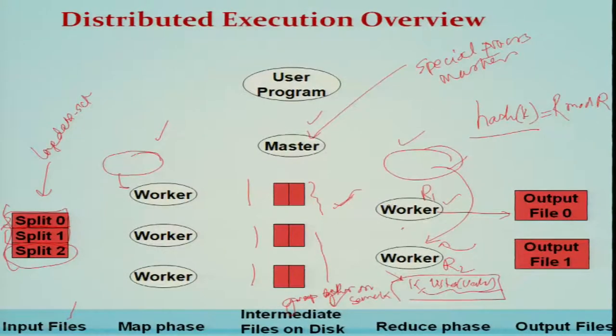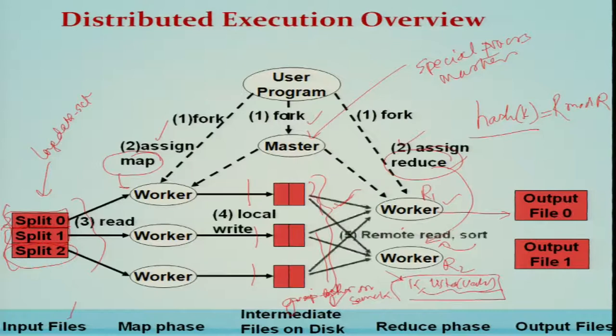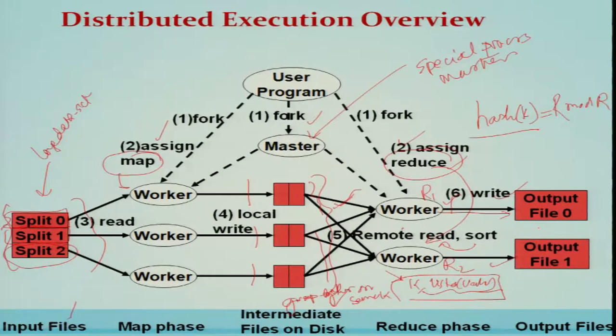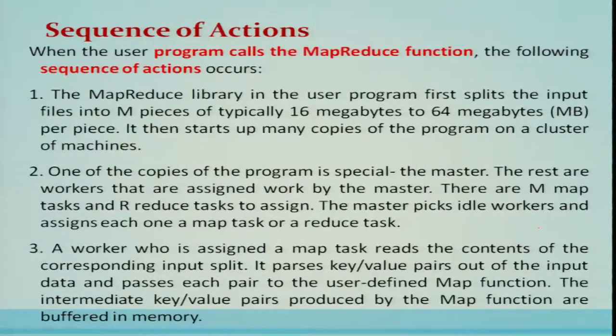So the partitioning is done at two levels. One is at the input data, the other partitioning is done for the intermediate values. After applying the reducer on each different partition, it will produce an output file in the form of key value pairs. So this sequence of actions, whatever I have explained through the figure, is again going to be explained. When a user program calls the MapReduce function, the following sequence of actions occurs.